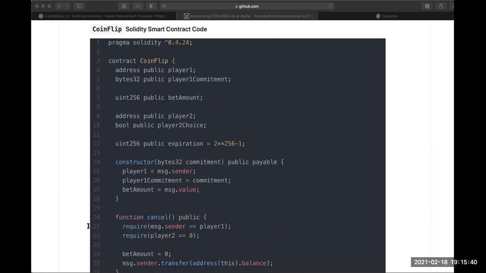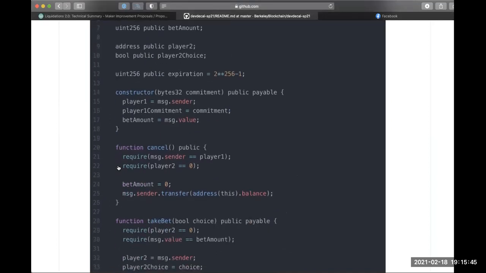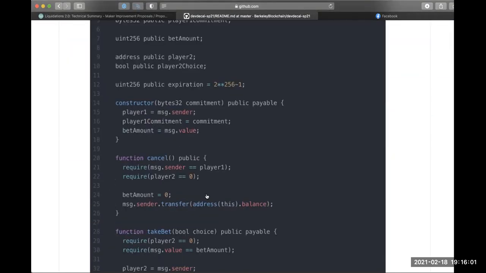Okay, I think I need an explanation for the transfer function. When we put the argument to be address(this).balance, what does that represent? The address of this.balance. So this would be the contract. So it gets the address of this contract, and then it transfers to message.sender. So then the sender transfers this balance to the contract.